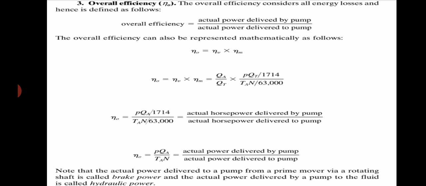Overall efficiency becomes actual horsepower delivered by the pump divided by actual horsepower delivered to the pump, which is equal to P into QA by TA into N, which is actual power delivered by the pump to actual power delivered to the pump. Note that the actual power delivered to the pump from a prime mover via a rotating shaft is called brake power, and the actual power delivered by a pump to the fluid is called hydraulic power.